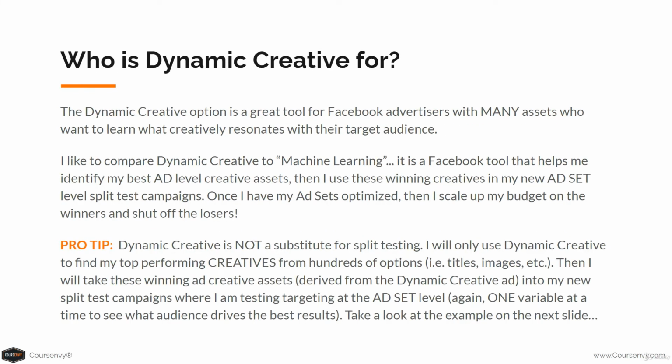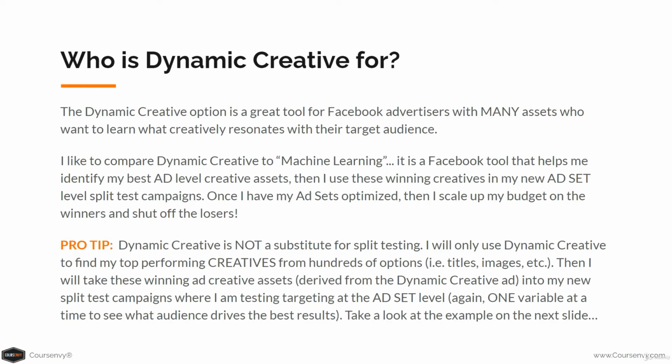So who is Dynamic Creative for? The Dynamic Creative option is a great tool for Facebook advertisers with many assets who want to learn what creatively resonates with their target audience. I like to compare Dynamic Creative to machine learning. It is a Facebook tool that helps me identify my best ad level creative assets. Then I use the winning creatives in my new ad set level split test campaigns. Once I have my ad sets optimized, then I can scale up my budget on the winners and shut off the losers.